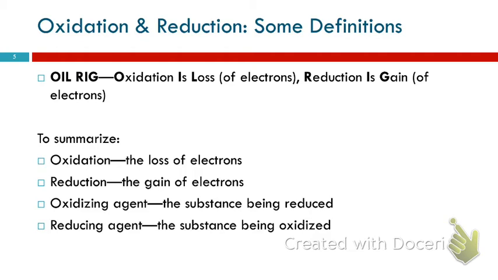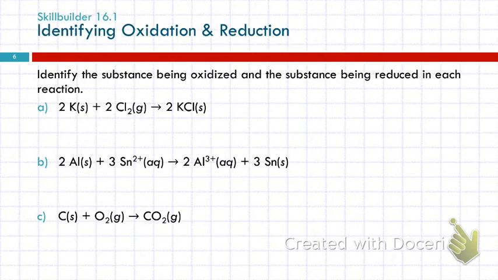Okay, identify the substance being oxidized and the substance being reduced in each reaction. So we can look at this in terms of losing or gaining electrons or losing or gaining oxygen. These first two, there's no oxygen in there, and so we need to look at the electrons. So we're going to look at what happens to potassium. Here potassium is an element, it's individual potassium atoms, and over here, what is the potassium?